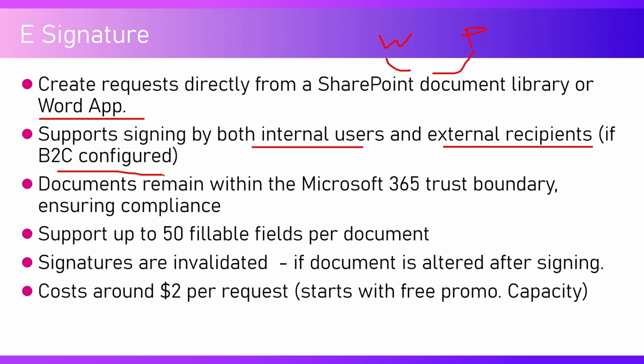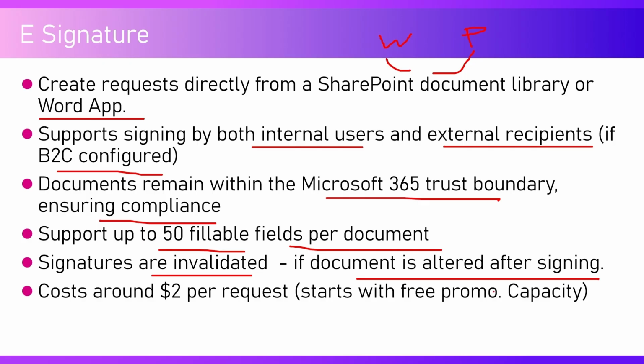Take for example, if an end user has a Gmail account or a Hotmail account, you can still use that to sign the document, provided the user logs in with a Microsoft account. The document remains within the Microsoft 365 trust boundary, ensuring the compliance of that particular workflow. It supports up to 50 fillable fields per document. Signatures are invalidated if the document is altered after signing.